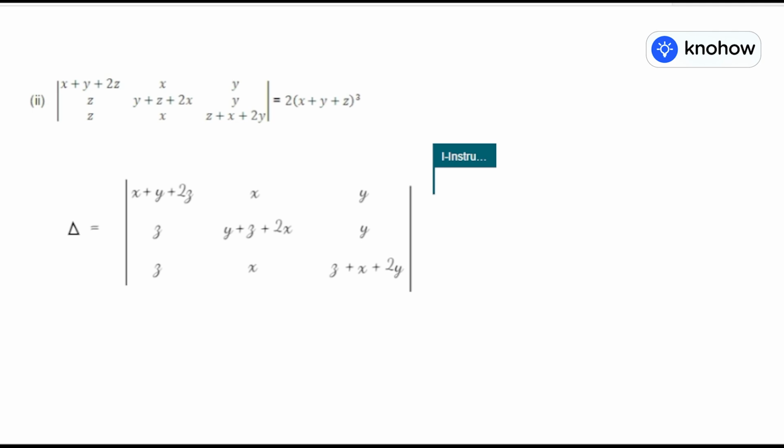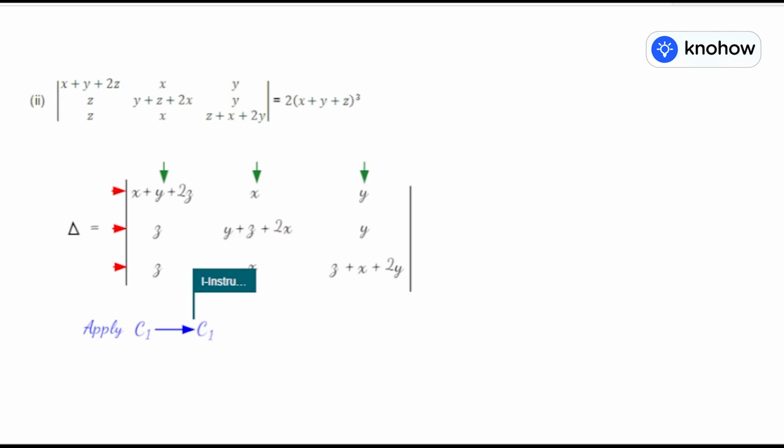If you add r1 plus r2 plus r3, no, you will get x plus y plus 4z. What if you add c1 plus c2 plus c3? X and x 2x, y and y 2y, and 2z is already there. So yes, we have got the hint. We should apply c1 to c1 plus c2 plus c3. That is, to column 1 you add column 2 and 3. And in the column 1 you get 2x plus 2y plus 2z.